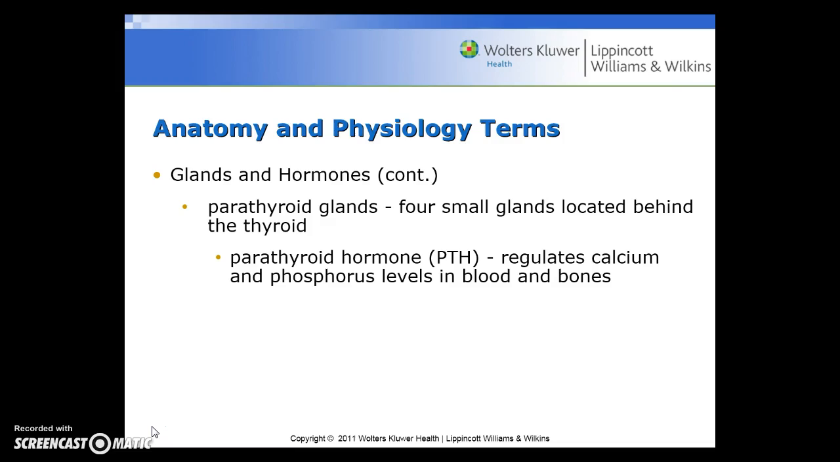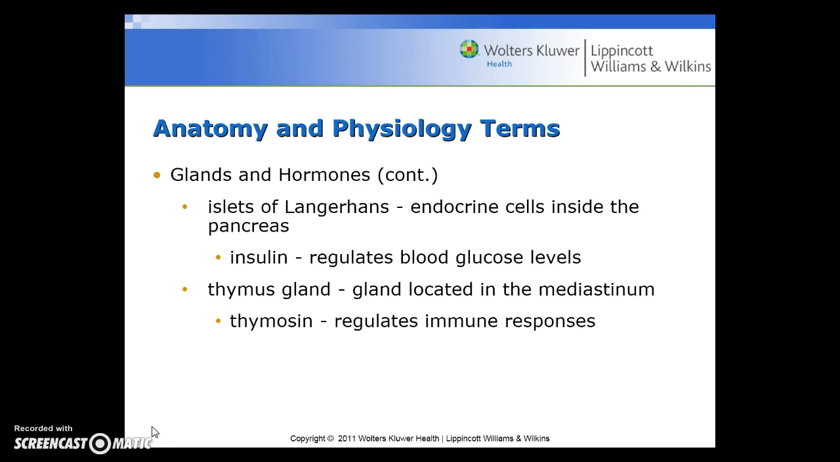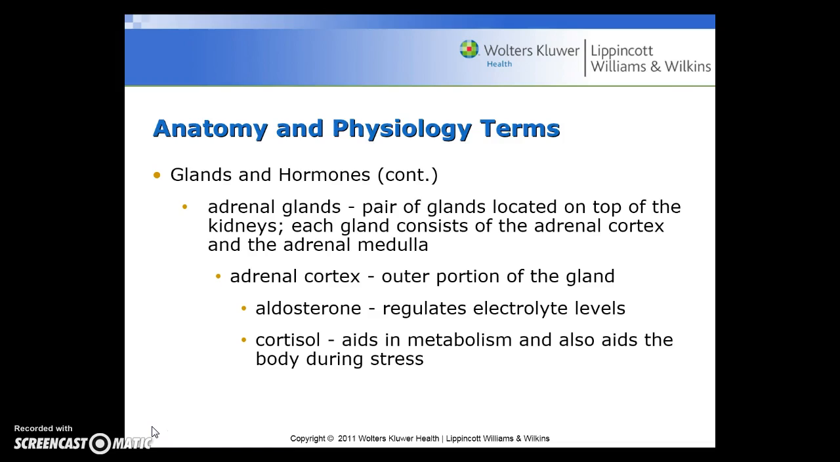The parathyroid glands are four small glands located behind the thyroid, and parathyroid hormone, or PTH, regulates calcium and phosphorus levels in the blood and bones. The islets of Langerhans are the endocrine cells inside the pancreas, and we know that insulin regulates blood glucose levels, and that's done in the pancreas. And the thymus gland is the gland located in the mediastinum. Thymosin regulates immune responses.